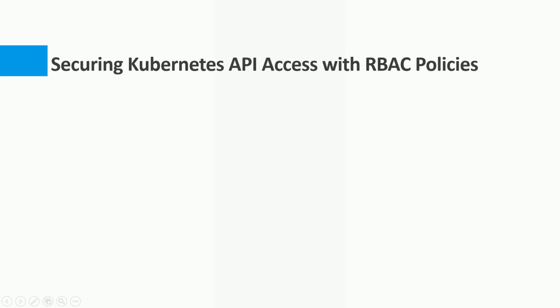Hello everyone. In this lecture, I will talk about securing Kubernetes API access with RBAC policies. RBAC stands for Role-Based Access Control. RBAC in Kubernetes is a security system that controls who can do what within a cluster. It defines who, like users, groups, or service accounts, can access which resources like pods, deployments, replica sets, etc., and what action they can perform like read, write or delete.